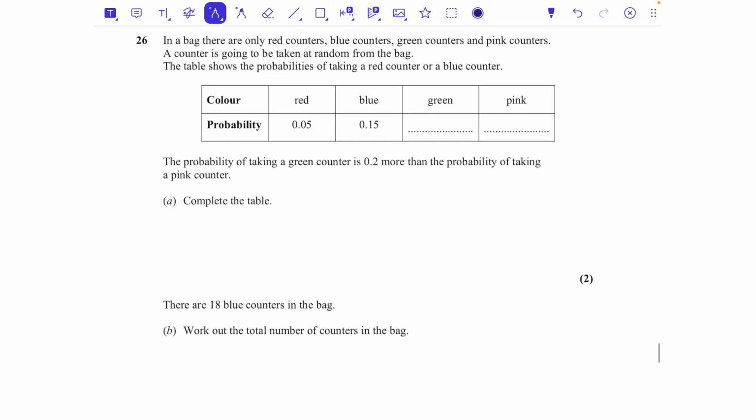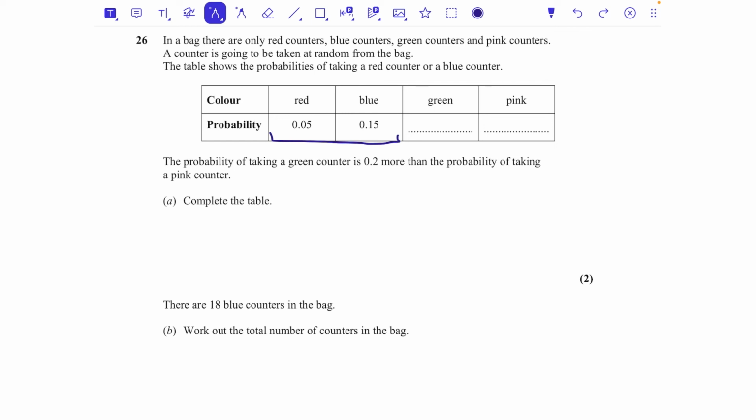Okay, question number 26. In a bag, there are only red counters, blue counters, green counters, and pink counters. A counter is going to be taken at random from the bag. The table shows the probabilities of taking a red counter or a blue counter. So far we've got these two filled in, but we don't have the green or the pink. The probability of taking a green counter is 0.2 more than the probability of taking a pink counter. Okay, and we know that with probability, this needs to add up to make 1.